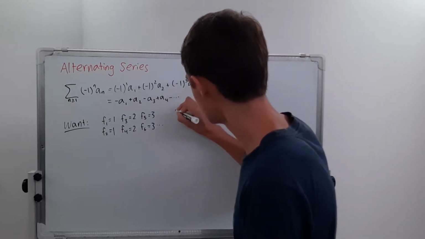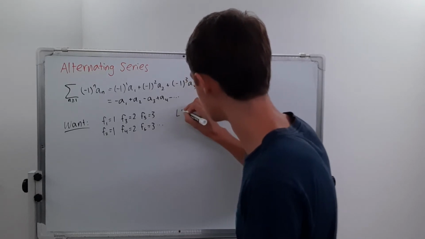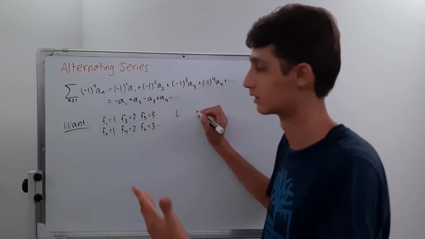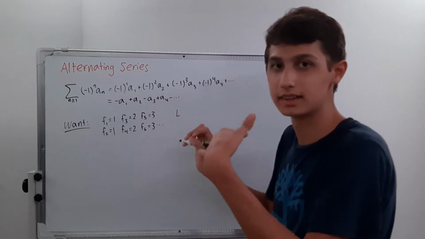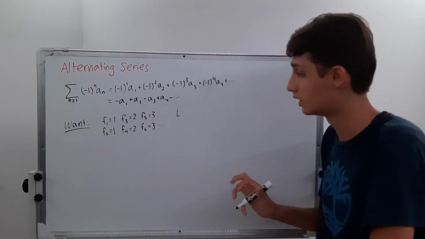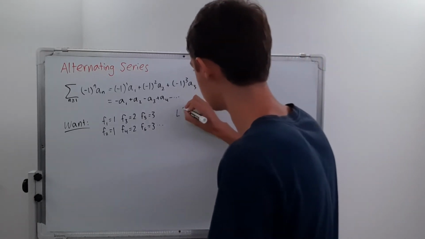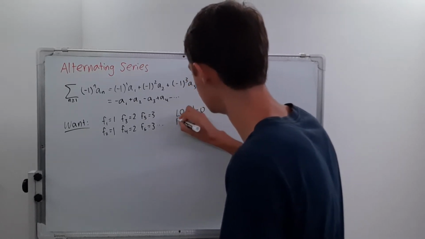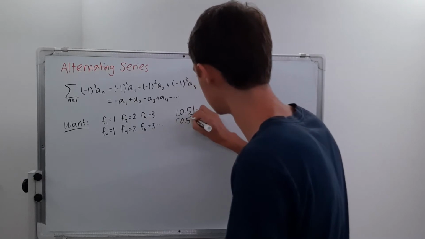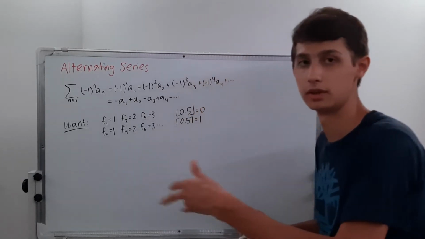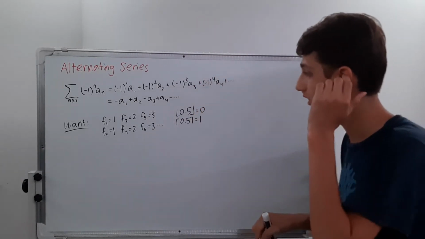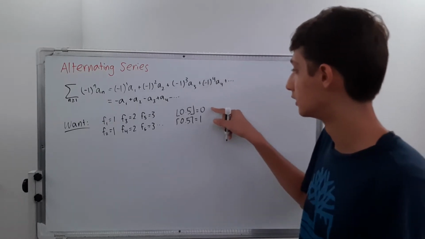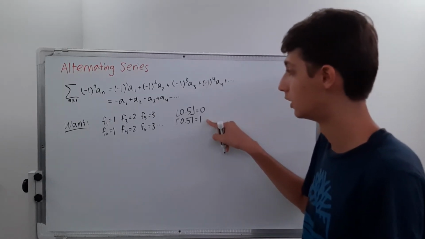So basically, the floor of x is the greatest integer less than or equal to x. I like to refer to it as rounding down. So the floor of 0.5 is equal to 0, but the ceiling of 0.5 is equal to 1. I have a video explaining that in more detail. So basically, you're rounding down, rounding up.